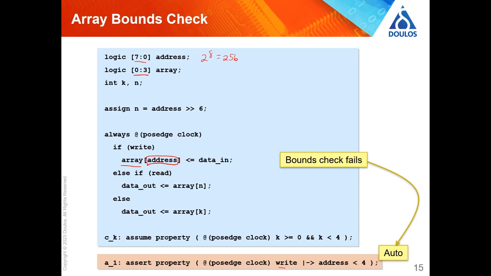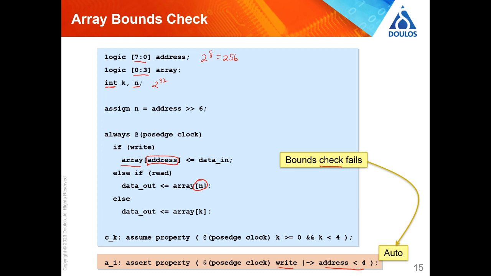When I have a write, that implies the address should be less than 4. Then we can run it through the formal analysis, and of course it's going to flag this particular line as a failure because it's too large. But what about this one here where we are addressing it by n? Now, n happens to be defined as an integer. So 2 to the 32 would be like 4 billion values. We would expect that to be out of range.